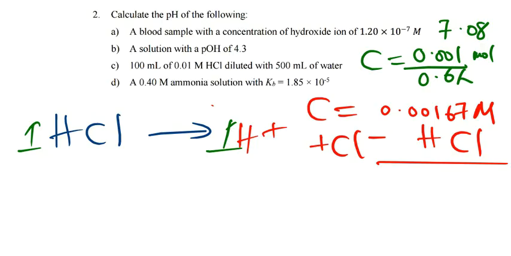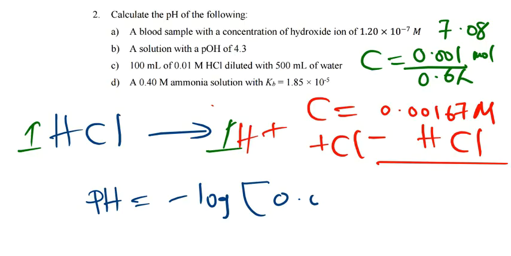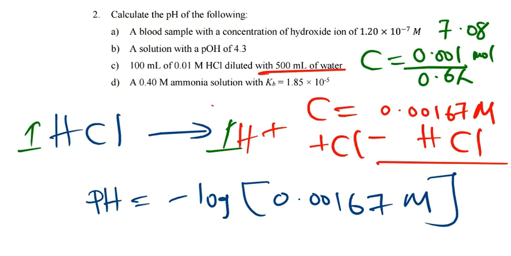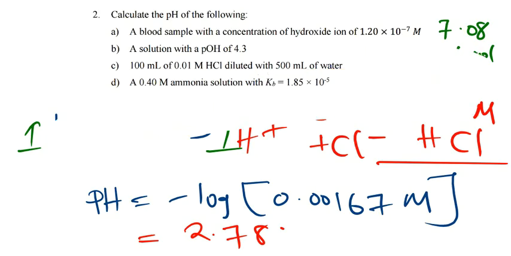So we can easily find our pH with confidence, based on the negative log of the hydrogen ion concentration of 0.00167 molar after dilution. Now what's the pH? 2.78 is my answer. Okay, good.